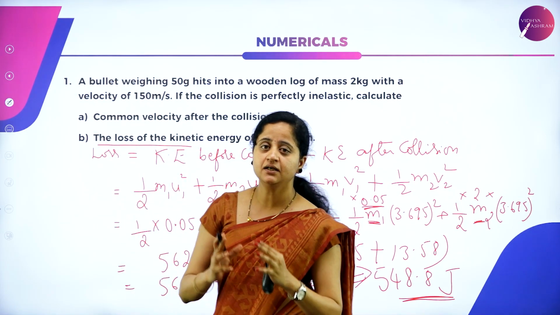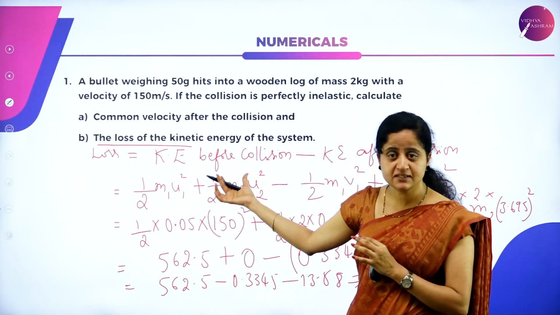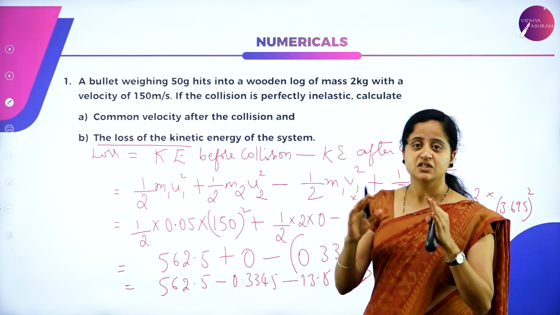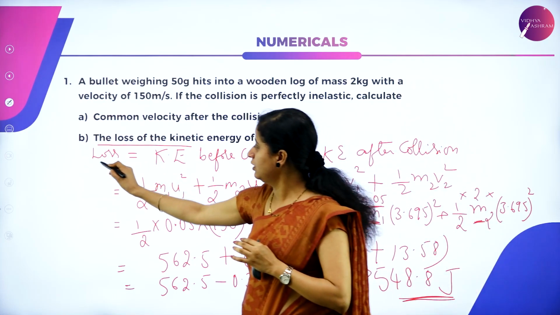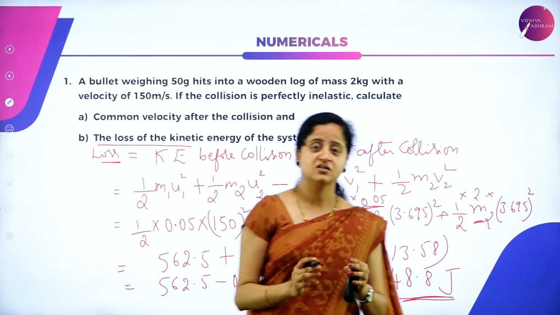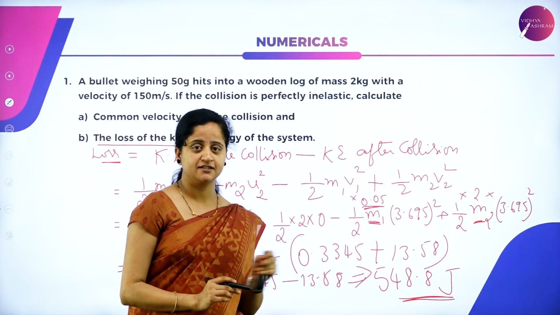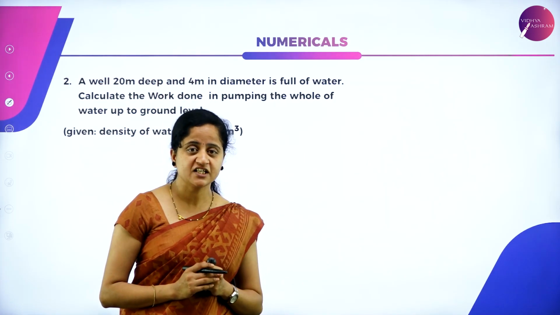Here we can consider kinetic energy of the system before collision minus kinetic energy of the system after collision. So taking the difference, we will come to know what is the loss, and the loss of kinetic energy in the given problem is 548.8 joules. So let us move on to the next problem now.